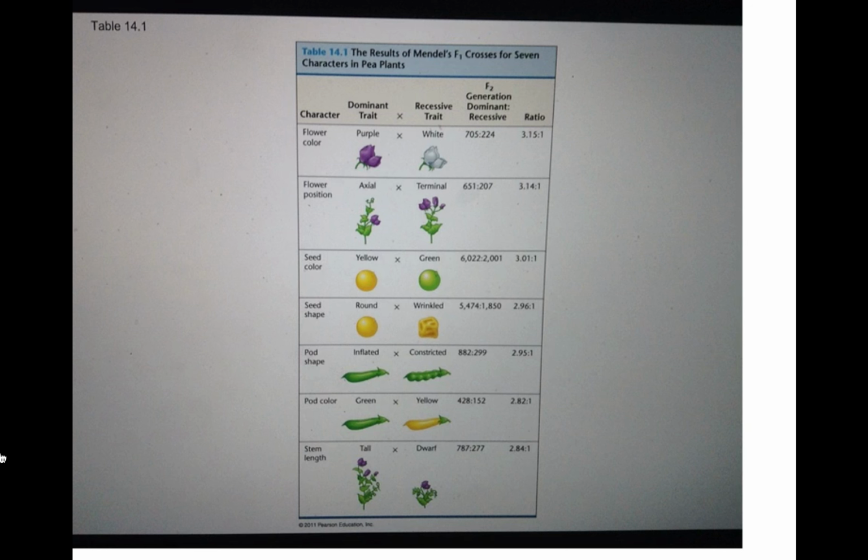Mendel actually saw a lot of different traits in these pea plants. Flowers could either be purple or white, flower position could be at the top or the side, seeds could be yellow or green, seed shape could be round or wrinkled, pod shape could be inflated or constricted, pod color could be green or yellow, and the stems of the pea plants could be tall or short. So he knew a lot of what the traits were and what they should look like when he bred them.